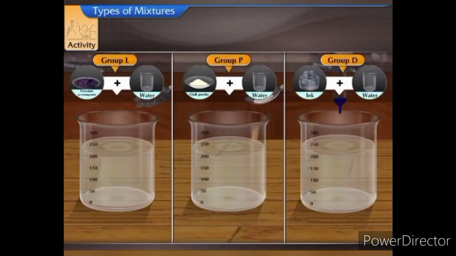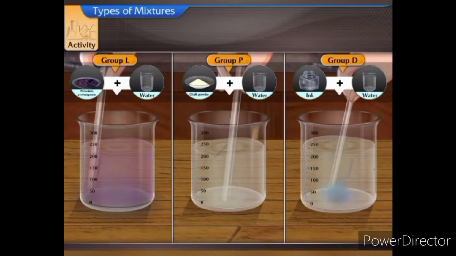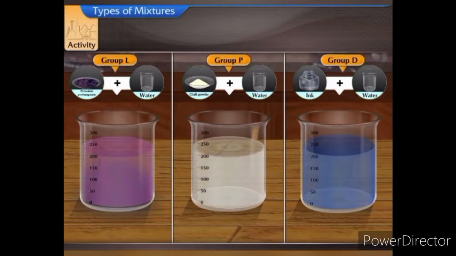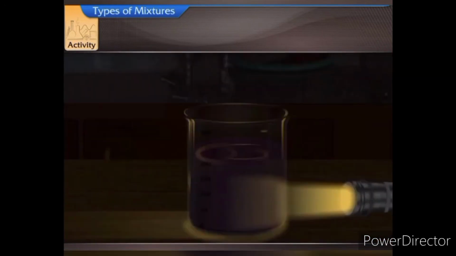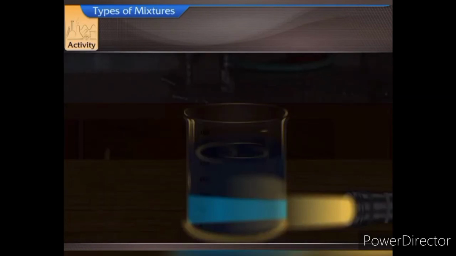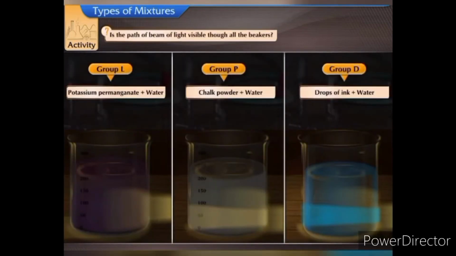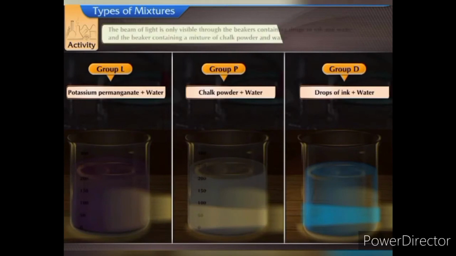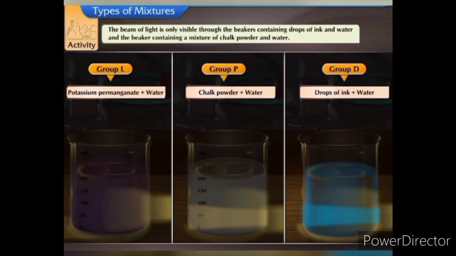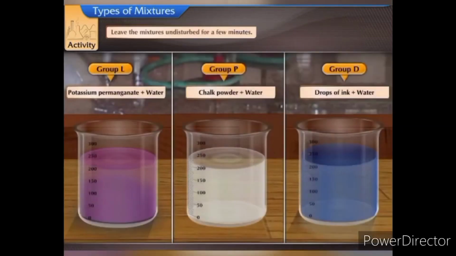Instruct all the groups to add the given sample in beakers containing water and stir them properly using a glass rod. Now, direct a beam of light from a torch through the beakers containing the mixtures. Is the path of the beam of light visible through all the beakers? The beam of light is only visible through the beaker containing drops of ink and water and the beaker containing a mixture of chalk powder and water. Leave the mixtures undisturbed for a few minutes.